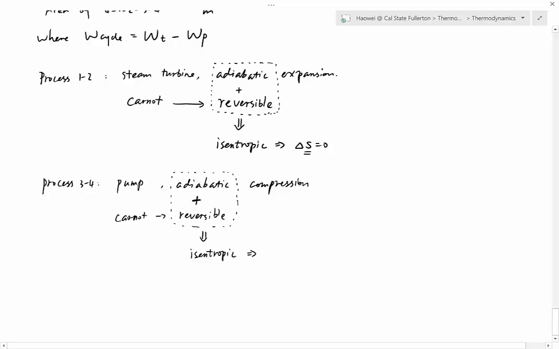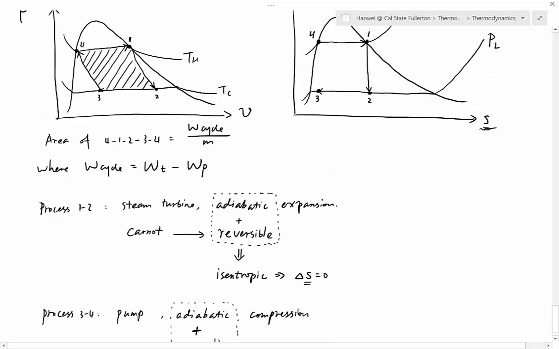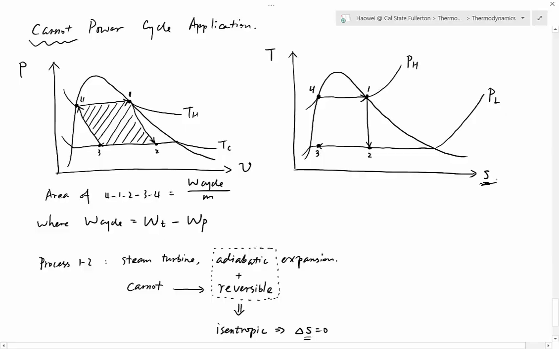And what's so nice about isentropic? Entropy does not change. So for process 3 to 4, entropy is constant. Entropy is your x-coordinate, so again, your x-coordinate is constant. If your x-coordinate is constant, it must be a vertical line. So that's why 3 to 4 must be a vertical line. Okay, so that's the process. 4 to 1 is horizontal, 1 to 2 is vertical, 2 to 3 is horizontal, and 3 to 4 is vertical again. So you can see the shape of this enclosure 4-1-2-3-4 is actually a rectangle.